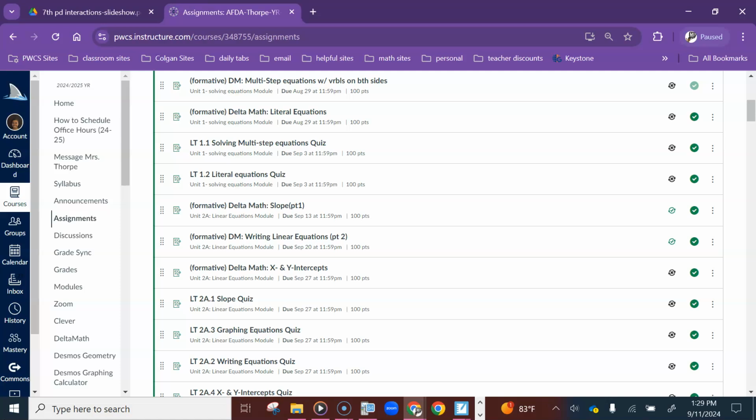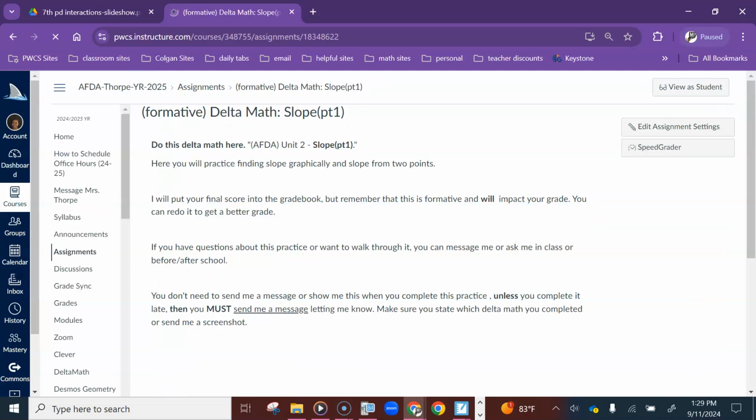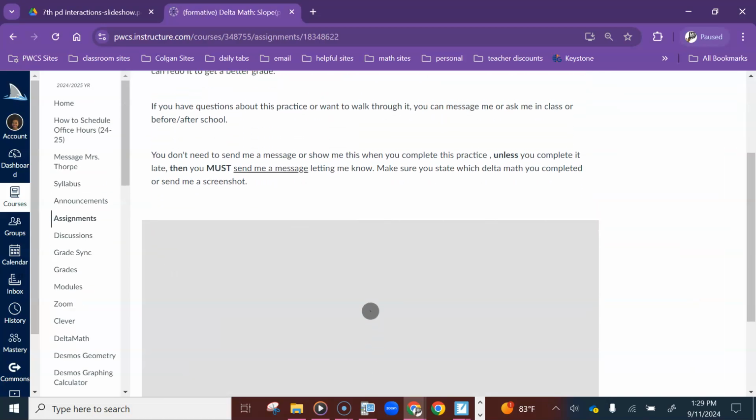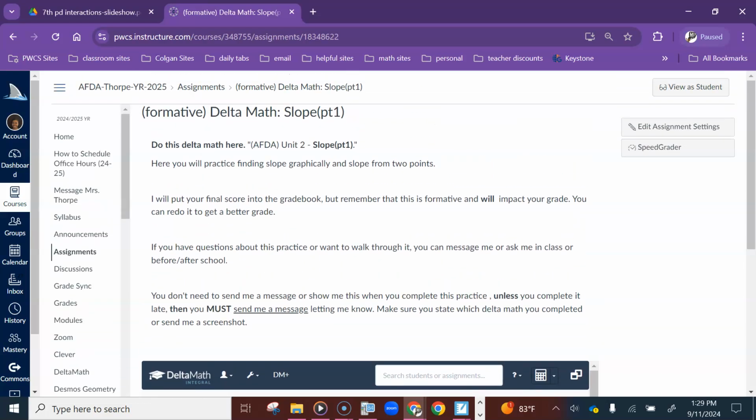When you click in that, if you're on your computer, it will pop up right there. But on the iPad, you're going to need to launch the external tool. So this is the Delta Math that's due on Friday. You can go ahead and start this. If you have questions, ask each other, ask us, let us know.